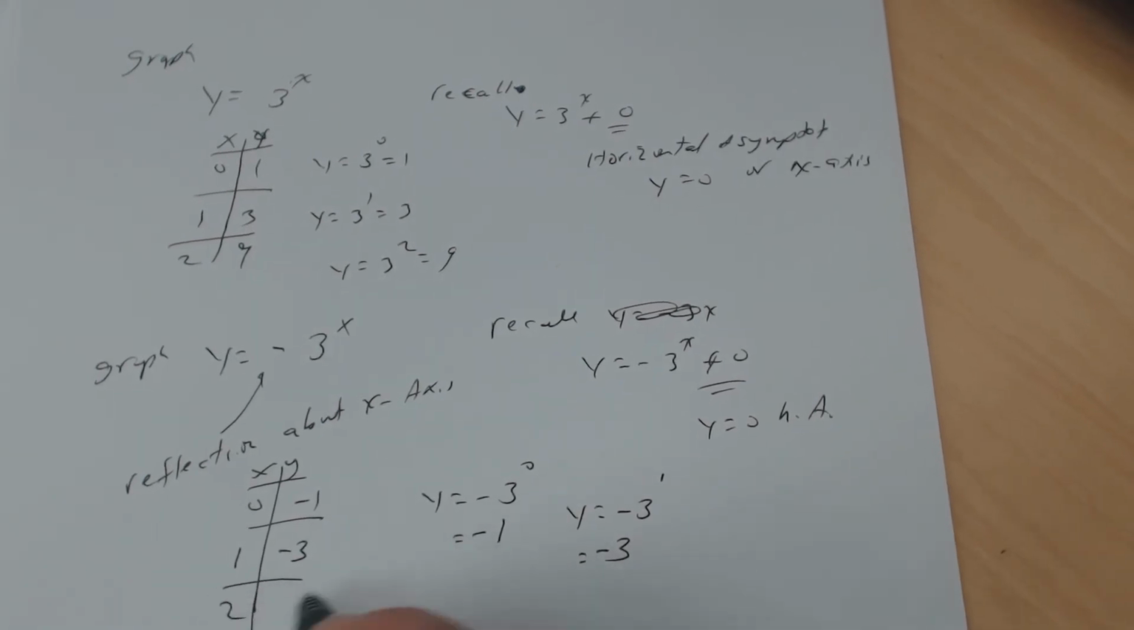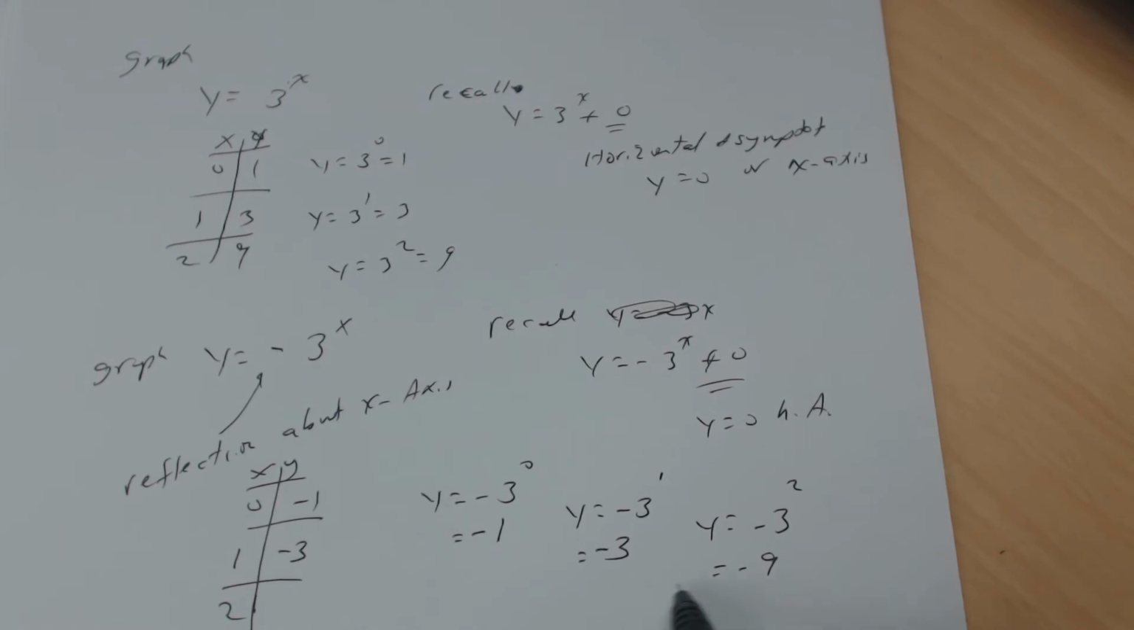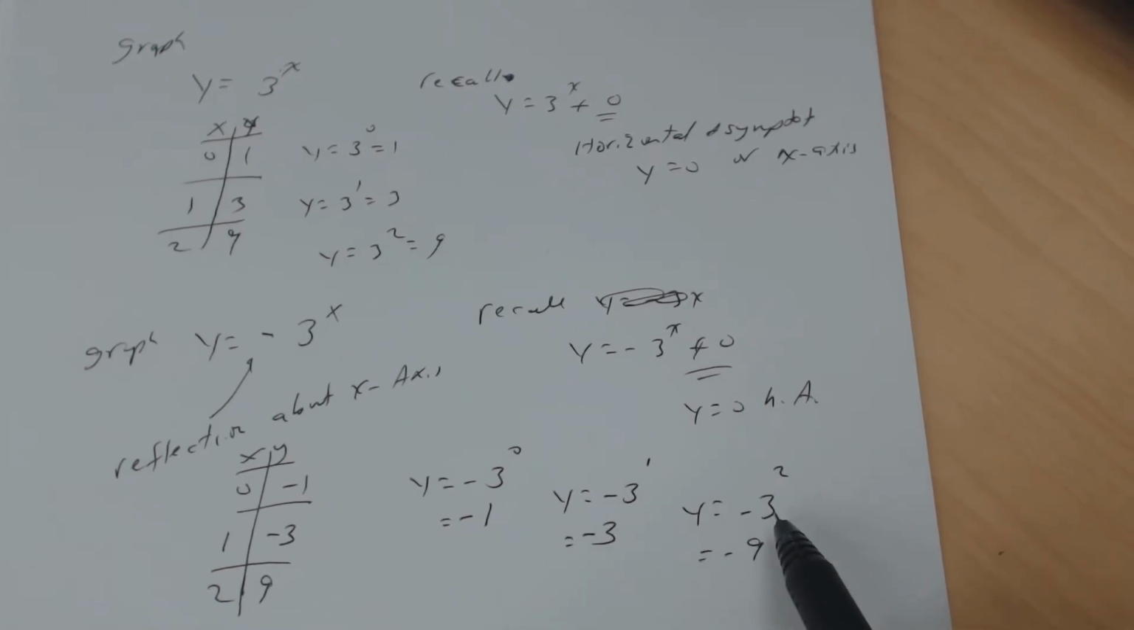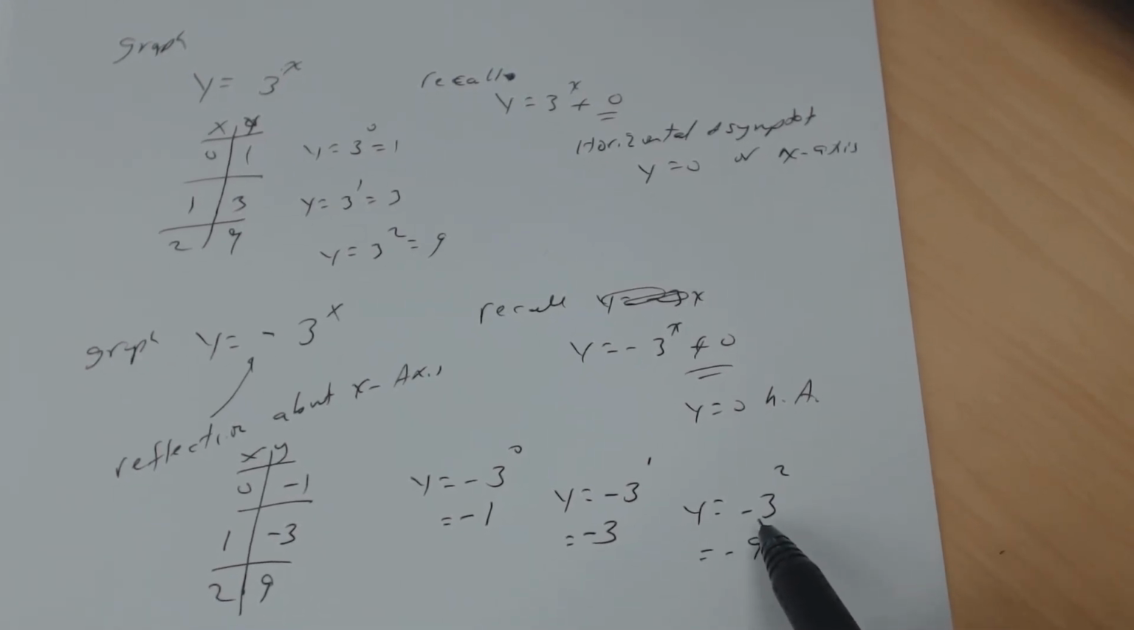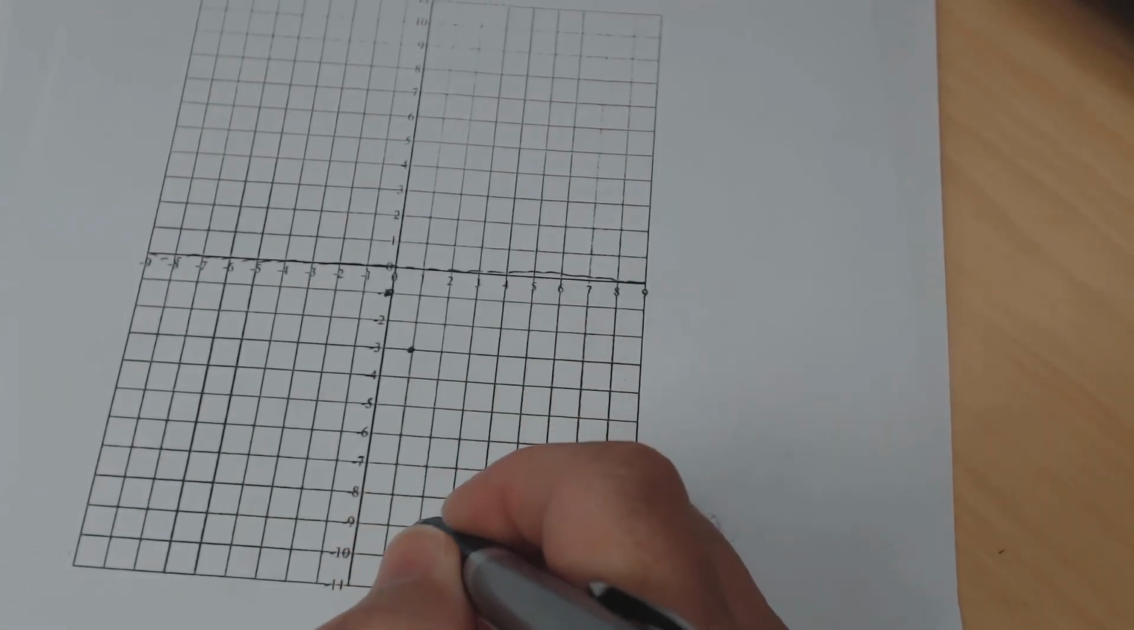If x is, let's say, 2, I get y equals negative 3 squared, so that's negative 9. Now be careful: the only thing being squared is the 3, so this becomes negative 9, not positive 9. I'm not squaring a negative 3, I'm only squaring a 3. I forgot to put the negative 9 here. So when I graph this, I get 2, negative 9 right here.